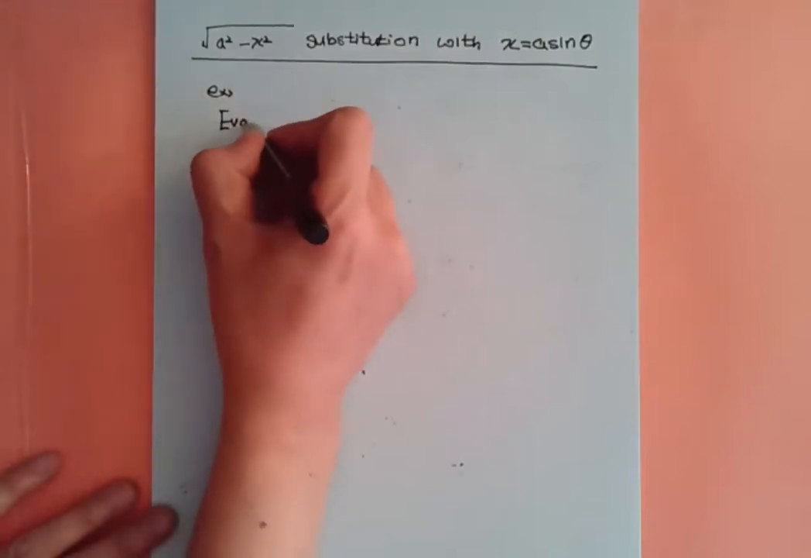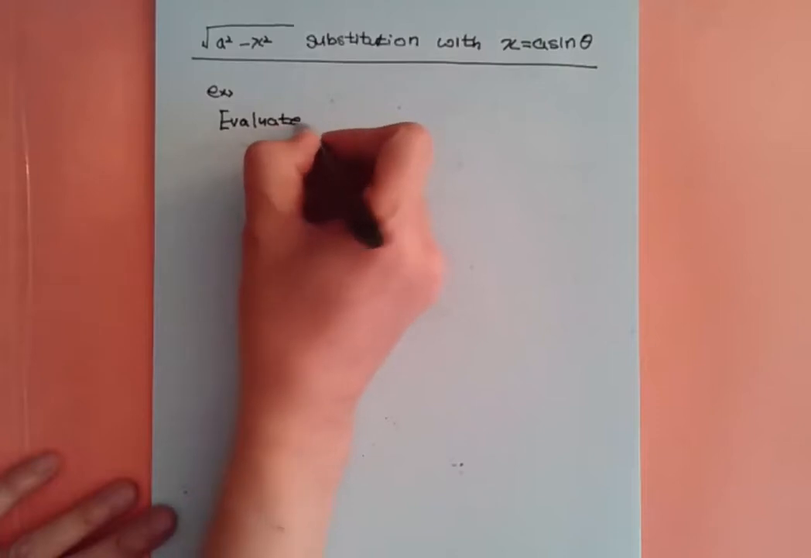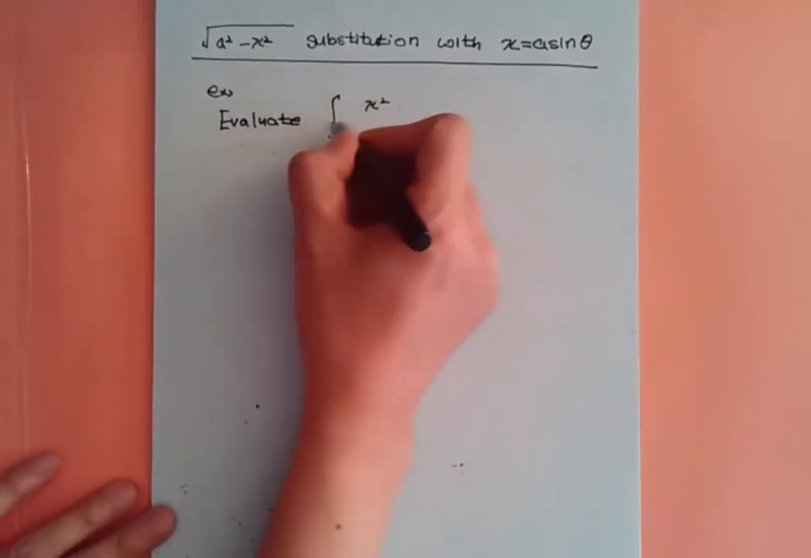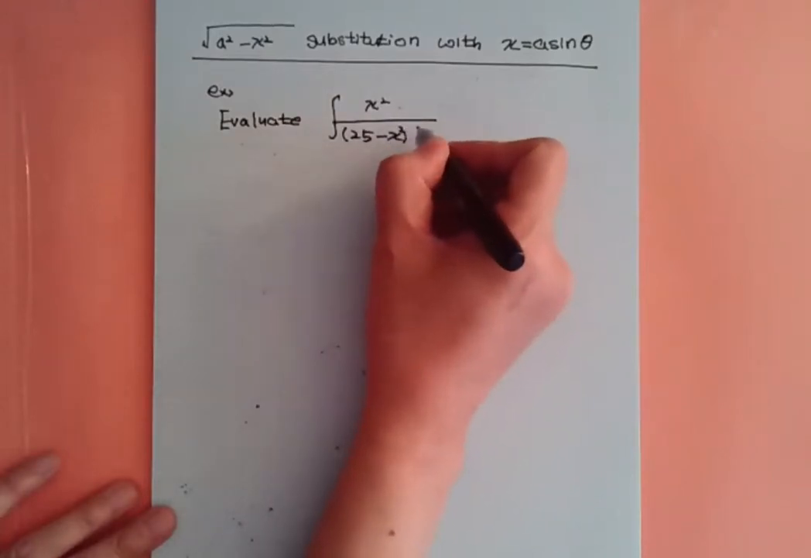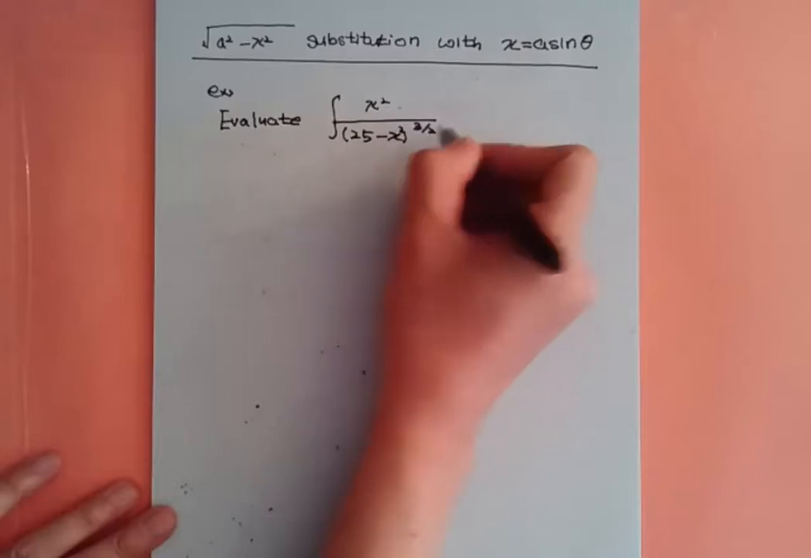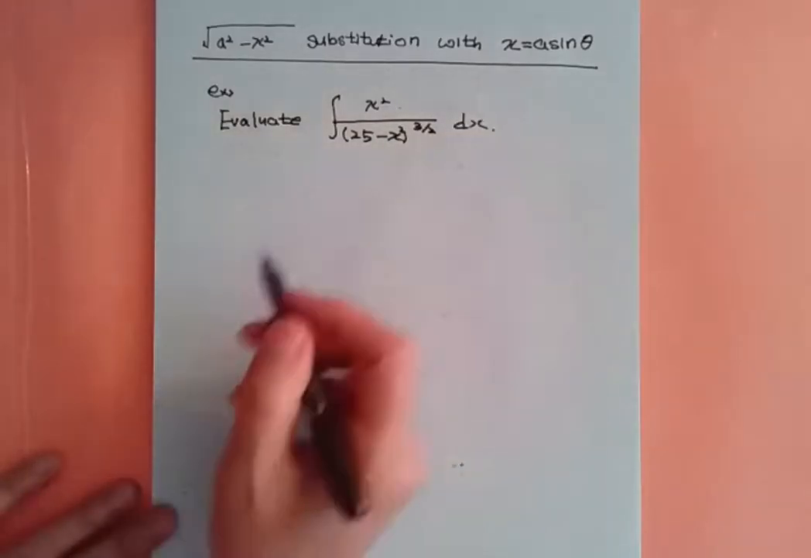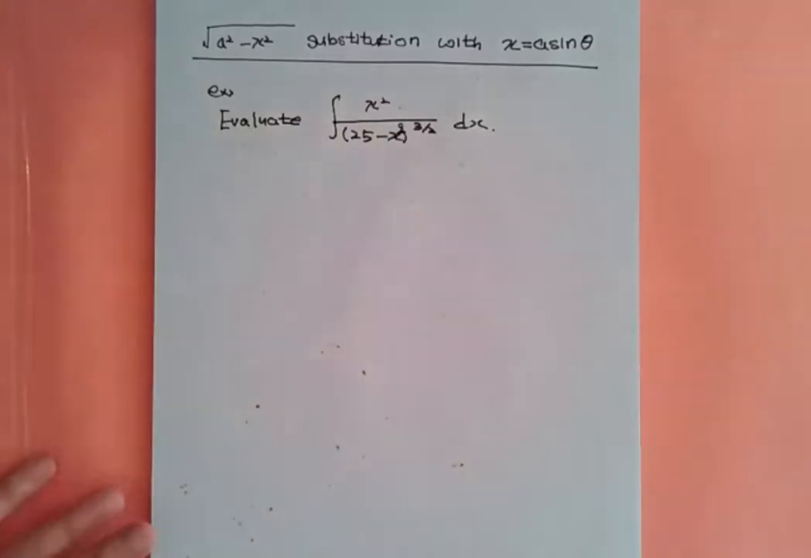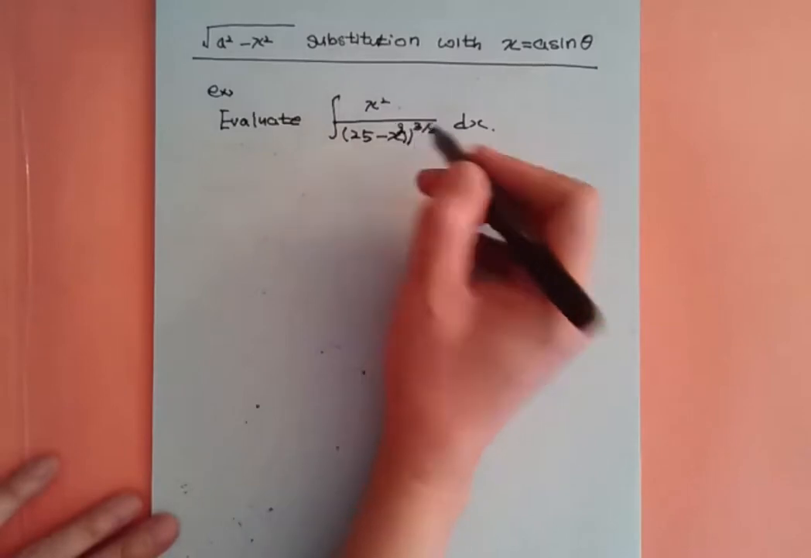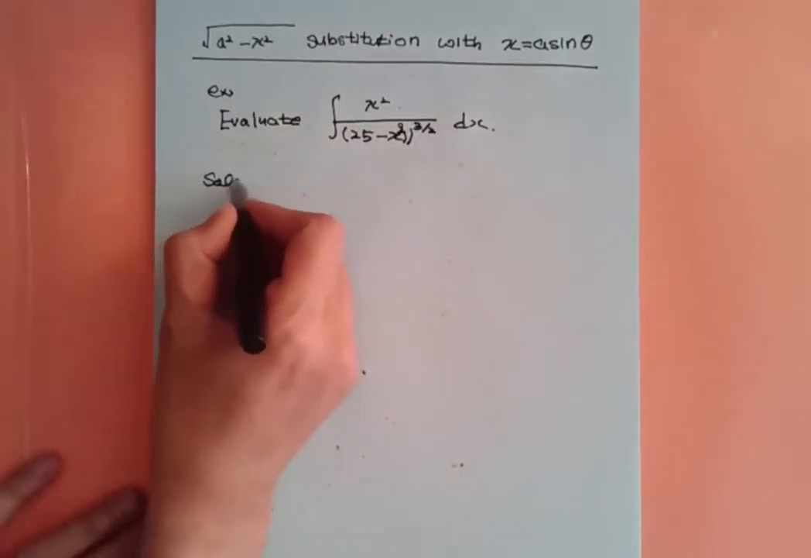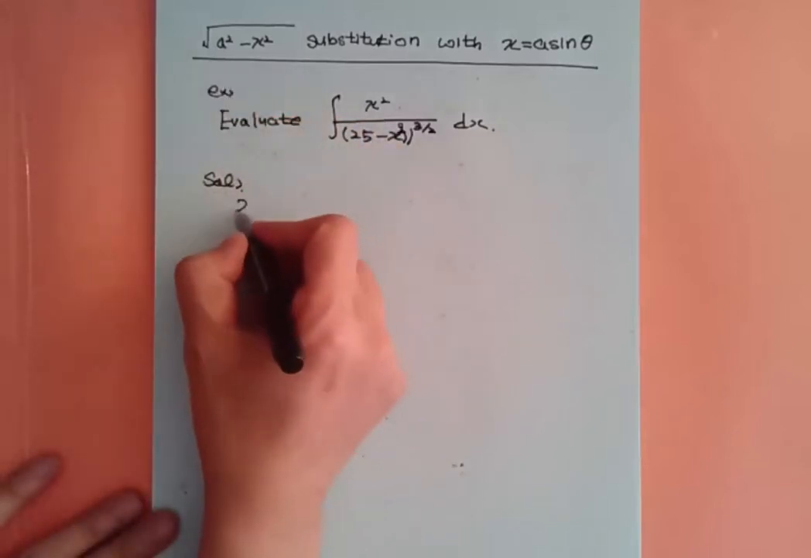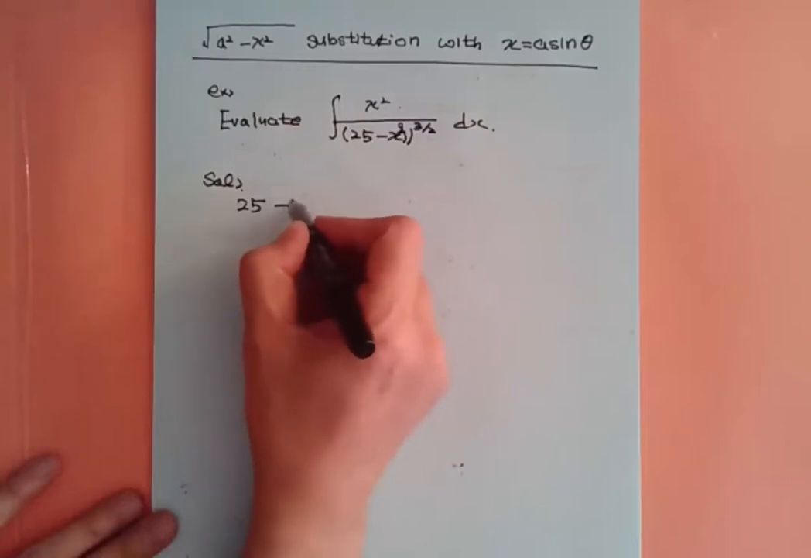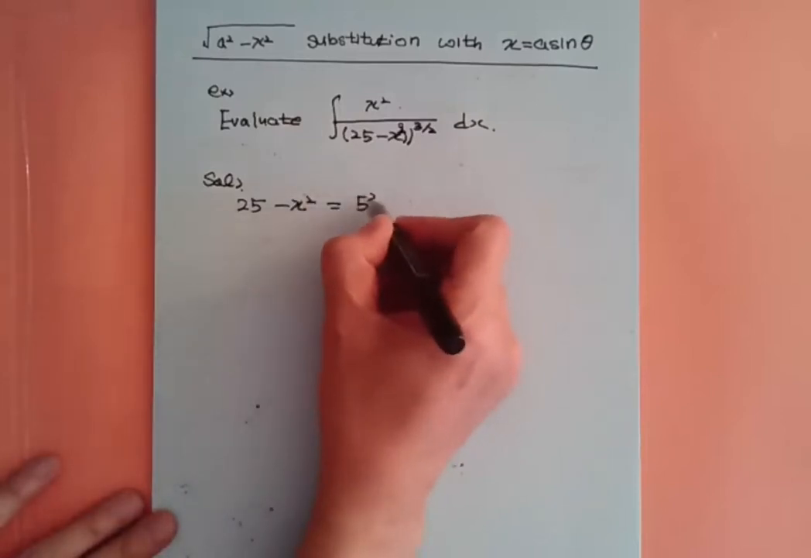The problem is to evaluate the integral of x squared over 25 minus x squared to the 3 over 2 power, dx. Here it is x squared, so the pattern matches. So we will understand 25 minus x squared as 5 squared minus x squared.